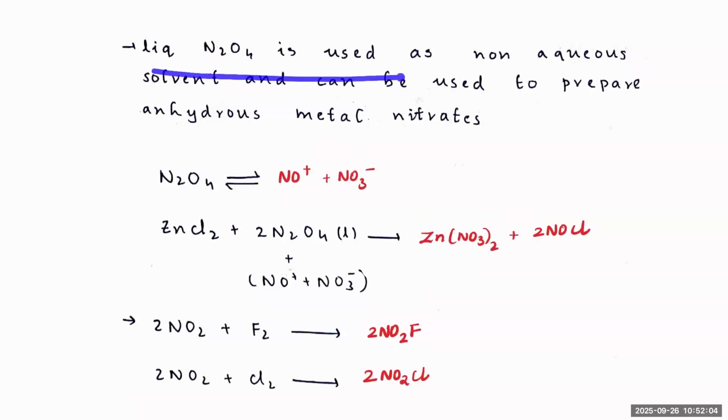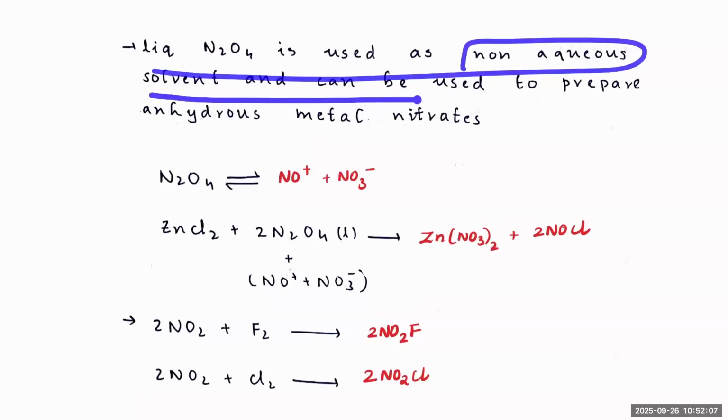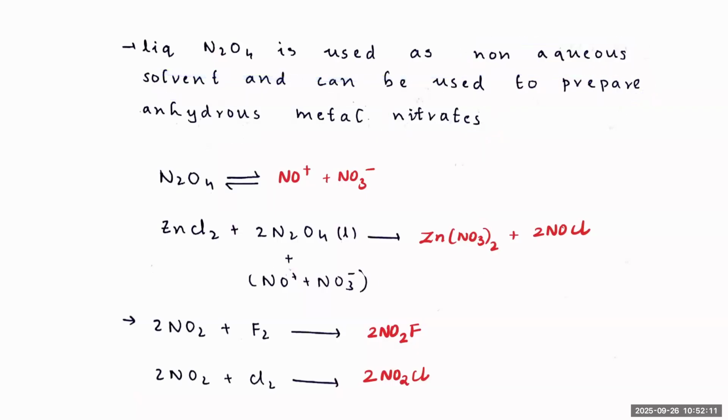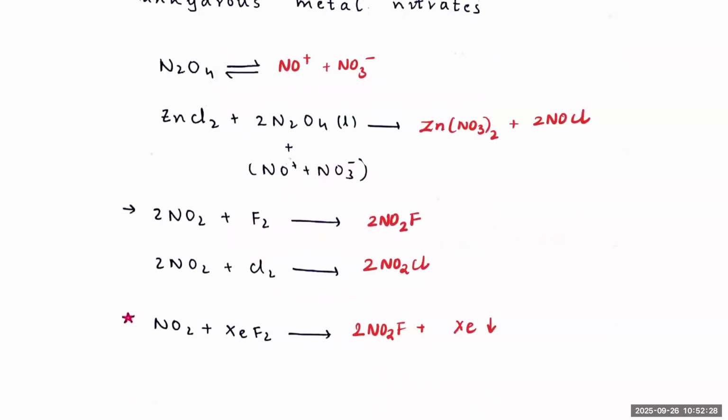Now, liquid NO2 is used as a non-aqueous solvent and can be used to prepare anhydrous metal nitrates. What does that mean? N2O4, if you take it as a pure liquid, will exhibit as NO plus and NO3 minus, not in aqueous form. Since it exists as NO plus and NO3 minus, imagine I added zinc chloride to it. That will convert into zinc nitrate, and this NO will take Cl and convert into NOCl. NOCl is a yellow colored liquid.